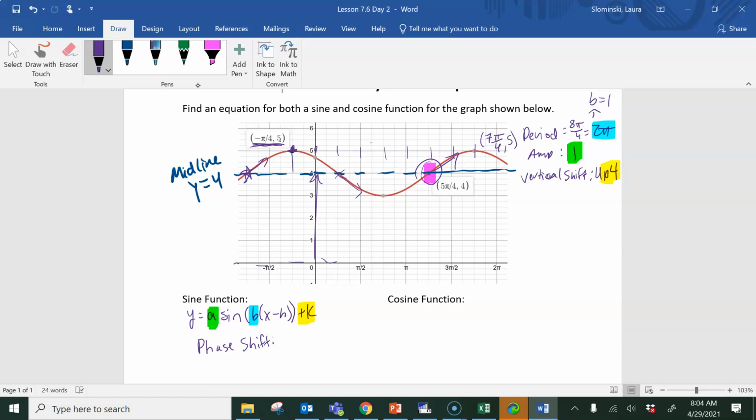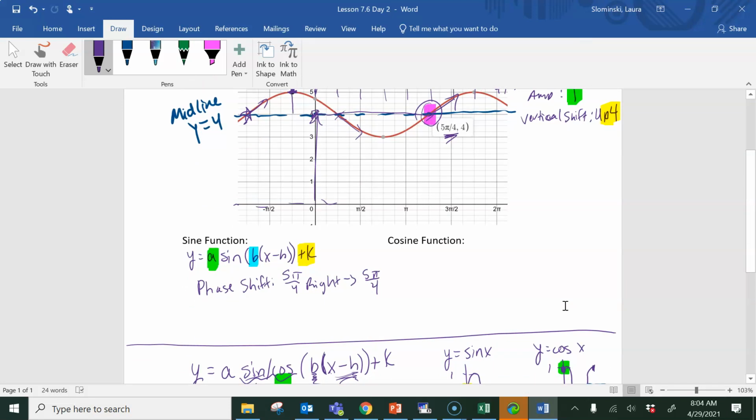If that point usually starts at 0, and it now starts at 5 pi over 4, that means it's a phase shift of 5 pi over 4 to the right. But again, in Pearson, they just want you to put 5 pi over 4, unless it gives you a drop-down menu or asks left or right. It's actually just looking for the positive 5 pi over 4.